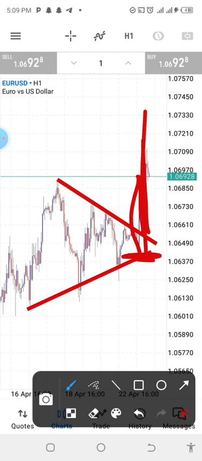So I'll be doing more analysis to show you how I take a trade, because there are different scenarios and different outcomes. We will see those scenarios, weigh our outcomes, and learn together how to trade.